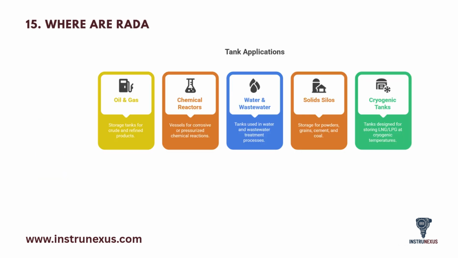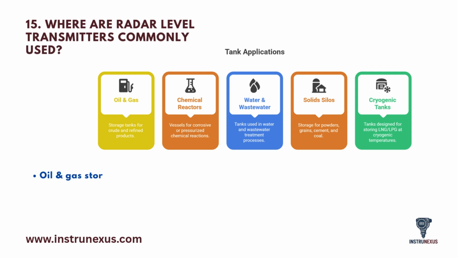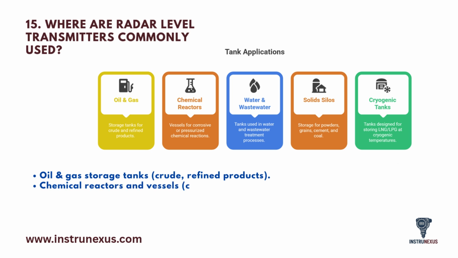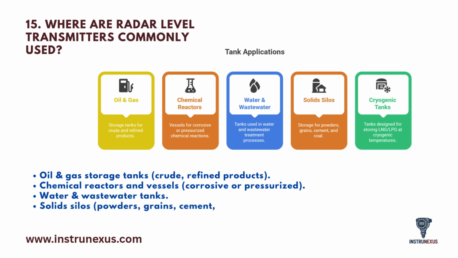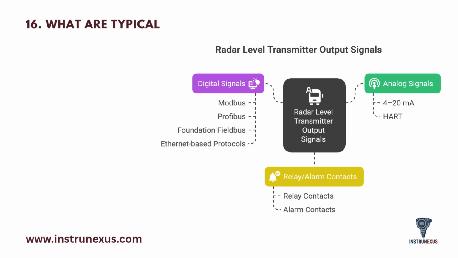Where are radar level transmitters commonly used? Oil and gas storage tanks, crude, refined products. Chemical reactors and vessels, corrosive or pressurized. Water and wastewater tanks. Solid silos, powders, grains, cement, coal. LNG/LPG cryogenic tanks.